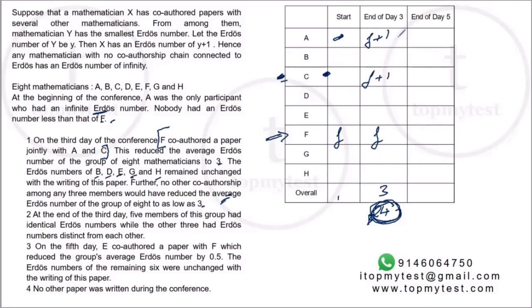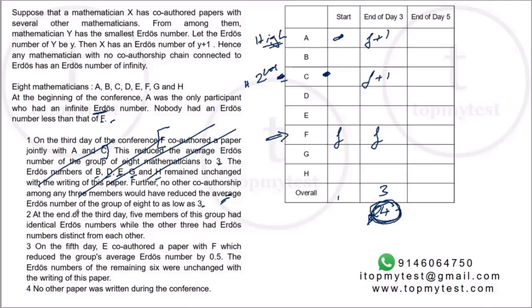So all that happened on day 3 was this. Okay, so I've used up the first one. C is the second highest. A is the highest Erdős number. He has infinity.